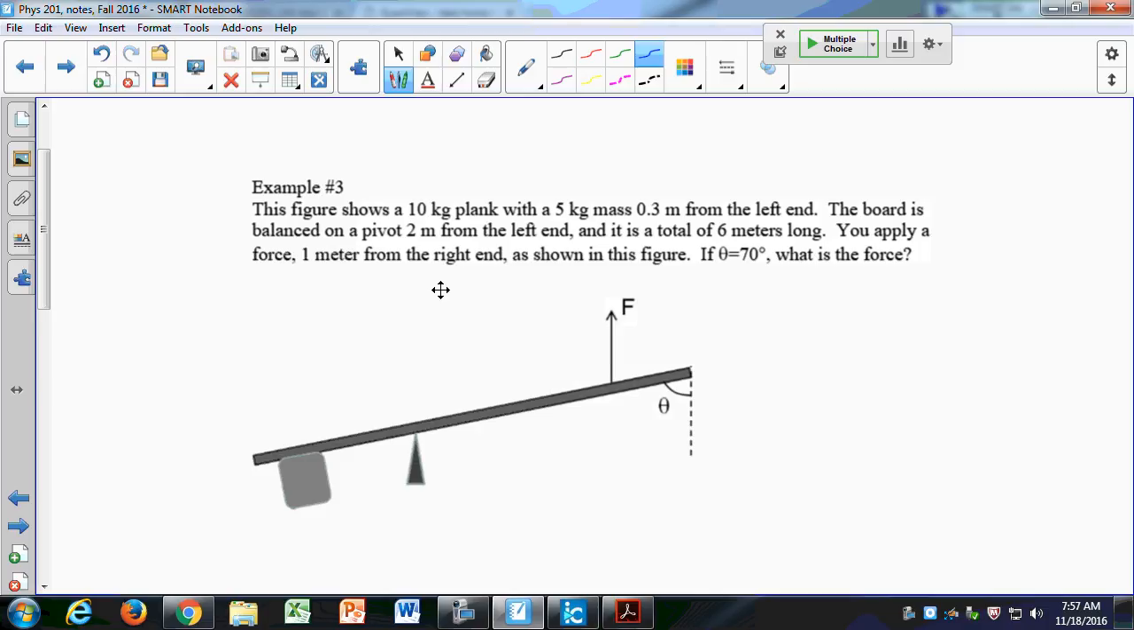All right, so the first step is that you just draw all the forces. Now be careful here because we have a force here as well where the pivot is acting. So go ahead and think about where the forces are.